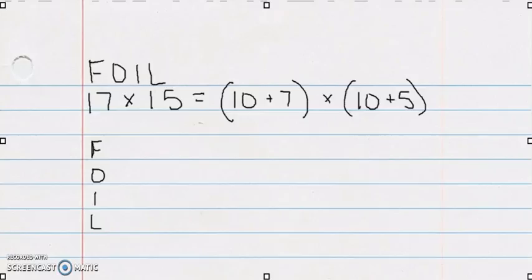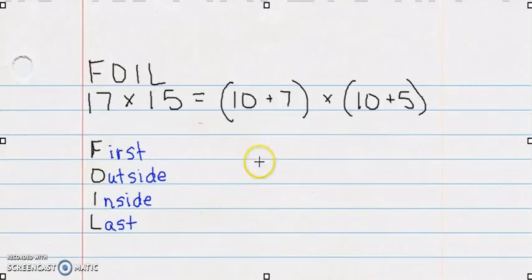Now, FOIL is actually an acronym. It's to help you keep the process straight. Each of the letters in the word FOIL means something different. So here is what all the words mean. F is for first, O is for outside, I is for inside, and L is for last.